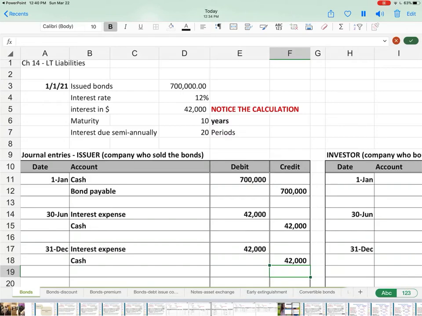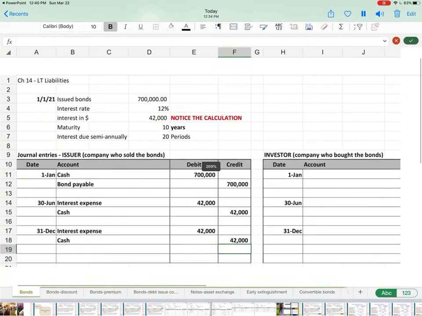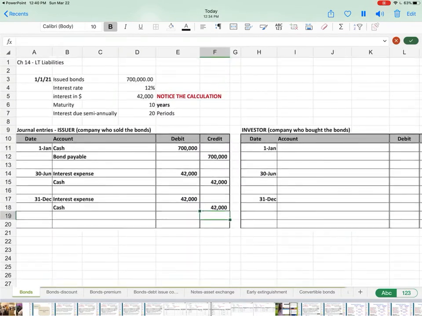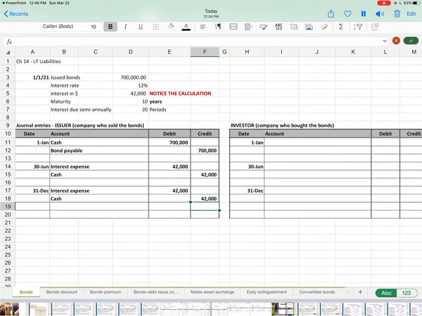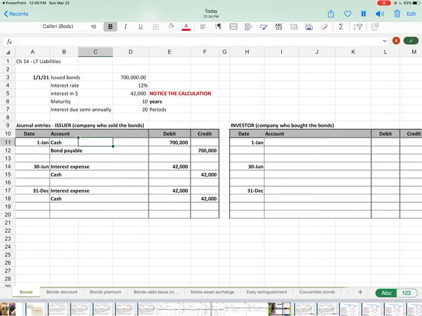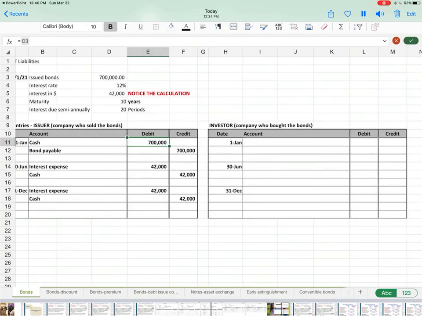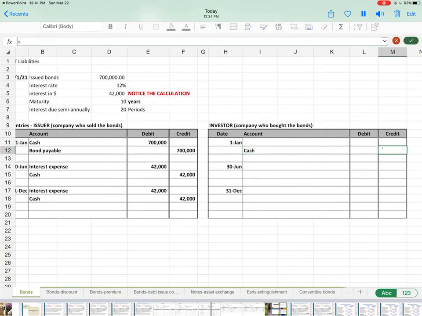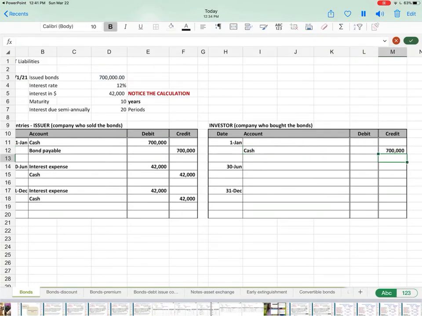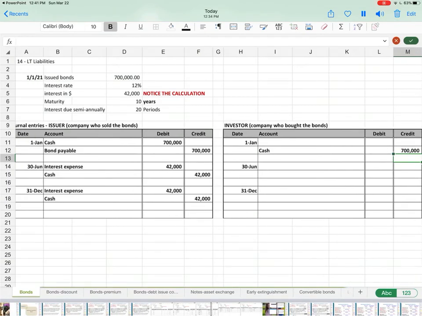So then thinking about this in terms of the investor's point of view. If I minimize my screen here, because what we want to look at is almost a mirror effect from the issuing company to the investing company, how these journal entries relate to one another. If we look at our issuing company, they received cash on day one. That would mean that the investing company would be paying cash on day one. So that investing company would have a credit to cash of $700,000 on January 1st.